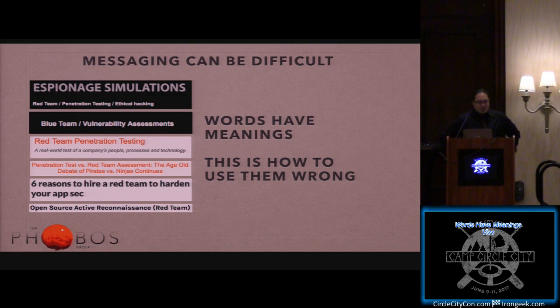But open source active reconnaissance red team. What? Words. You can't use them. Seriously. Red team penetration testing. No, those are different. Blue team vulnerability assessments. No, that's not blue team work. Espionage simulation, red team penetration testing, ethical hacking. You're just throwing spaghetti at the wall at this point.